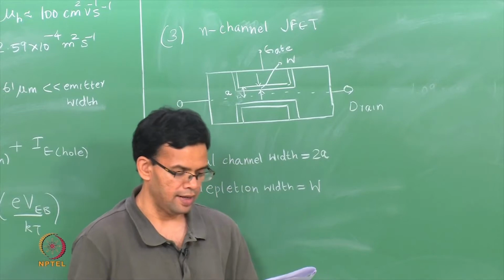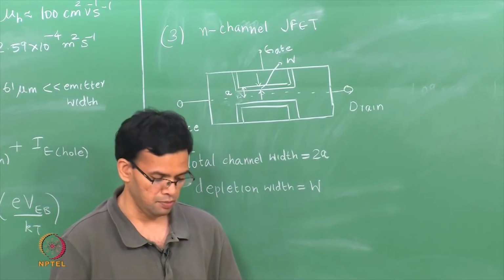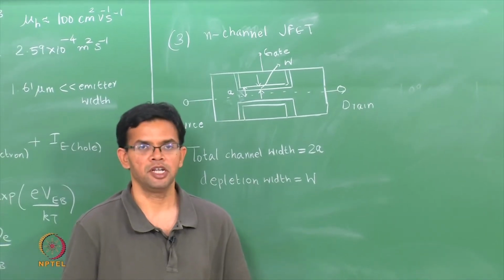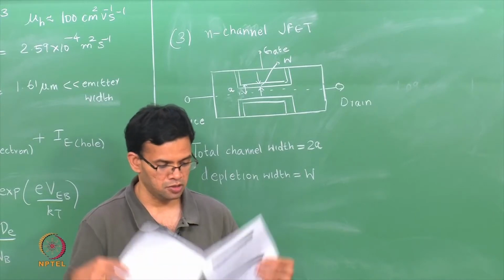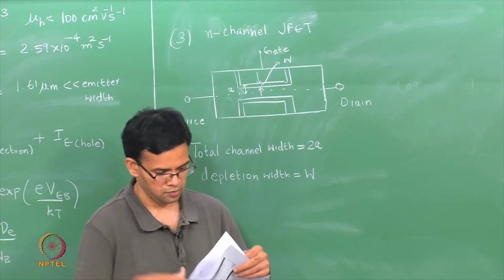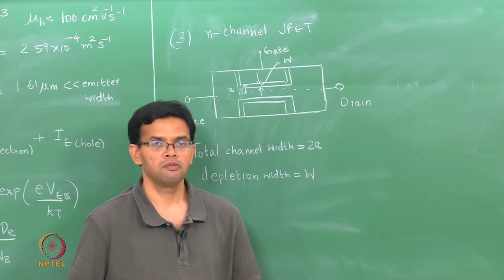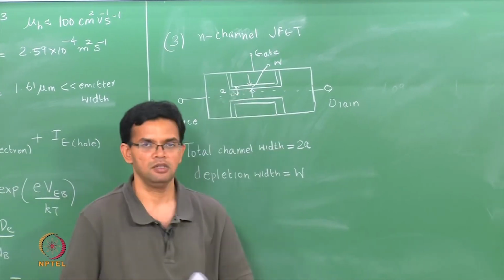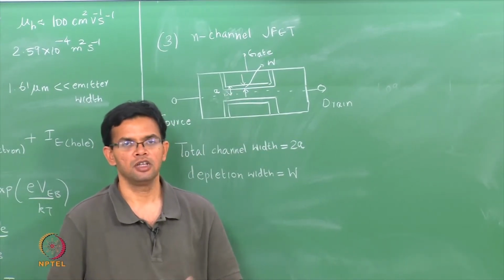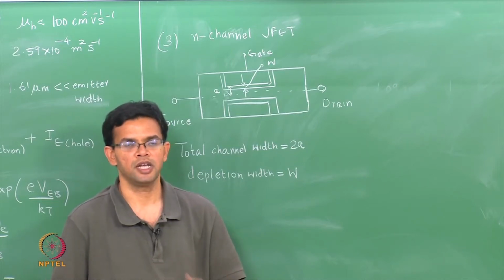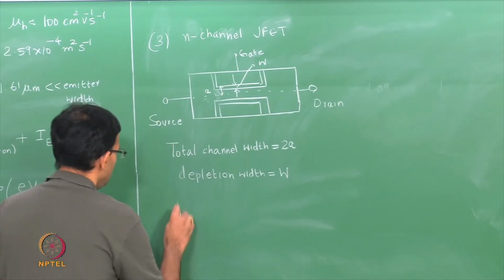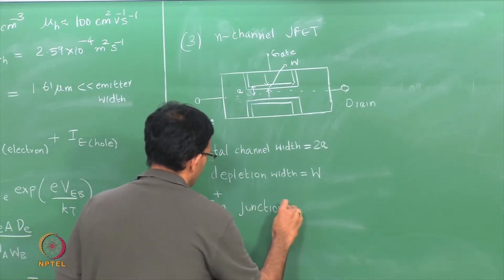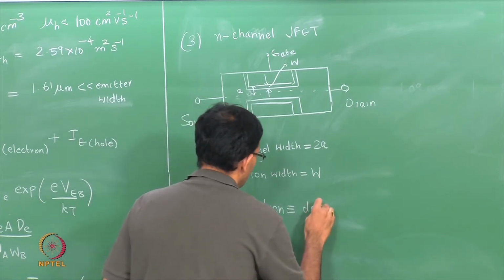So, we want to calculate basically the potential at which pinch off occurs and how this is related to the built in potential and also the doping concentrations. So, basically in the case of a JFET, you have a heavily doped P plus region when you have an N channel, so that the width or the depletion width is almost entirely in the channel. So, you have a p plus n junction, so that the depletion width is in the channel.